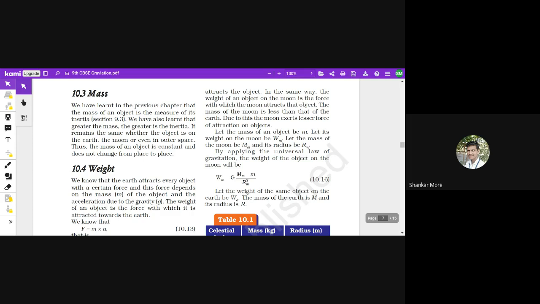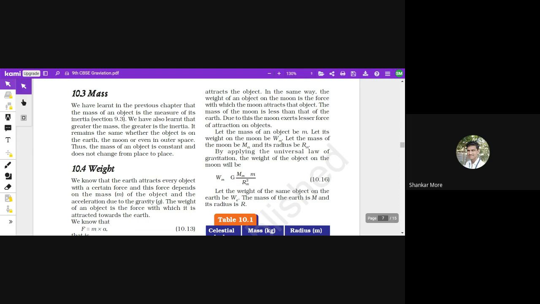So I don't know whether you were there in the last class or not, but we were learning the gravitation chapter, and we have seen most of the portion from this chapter, and our next topic from this chapter is mass. Okay, so we have learned in the previous chapter that the mass of an object is a measure of its inertia. You might have learned it in your ninth chapter in your school, or maybe you have read it by yourself, right? But we haven't taken it in the class. But you know what is mass or what is inertia, right? So we have also learned that the greater the mass, the greater is the inertia.